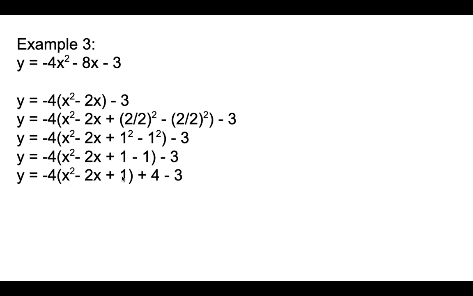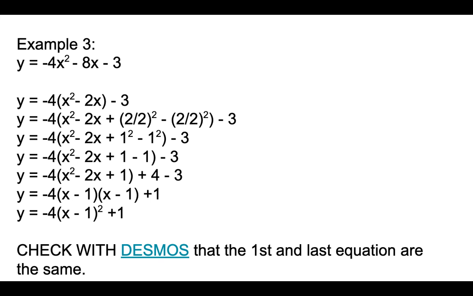Well, two numbers that multiply to give 1 and add to give -2 are -1 and -1. And then out here we have 4 minus 3 is 1. And because we have two of these, we can write it finally in our vertex form. Woo! Okay, so again, you can check with Desmos if you need to.